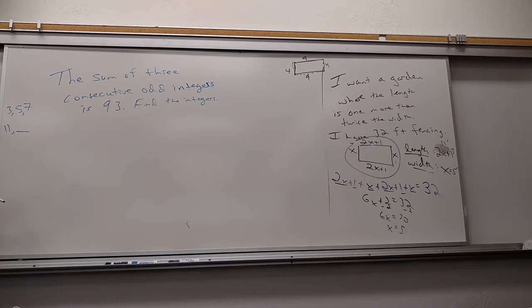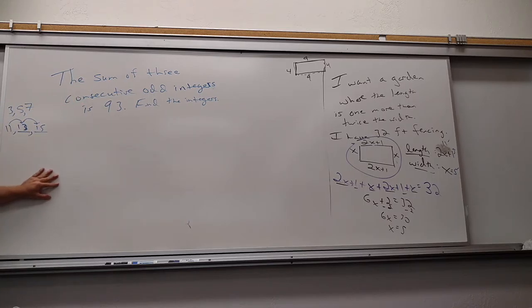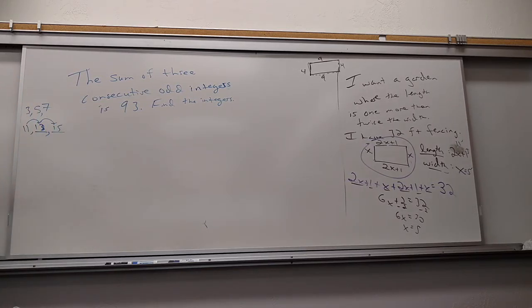What is the next odd integer? 13. How did they get from 11 to 13? I added 2. And then how do I get to the next number? I add 2 more. So what is the first number that is part of the answer?